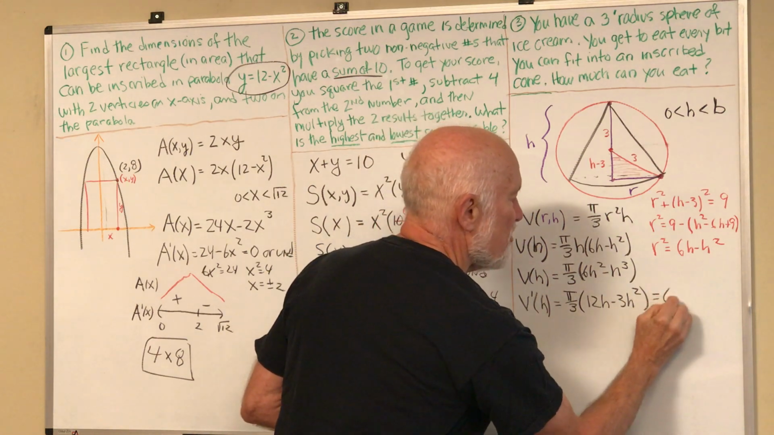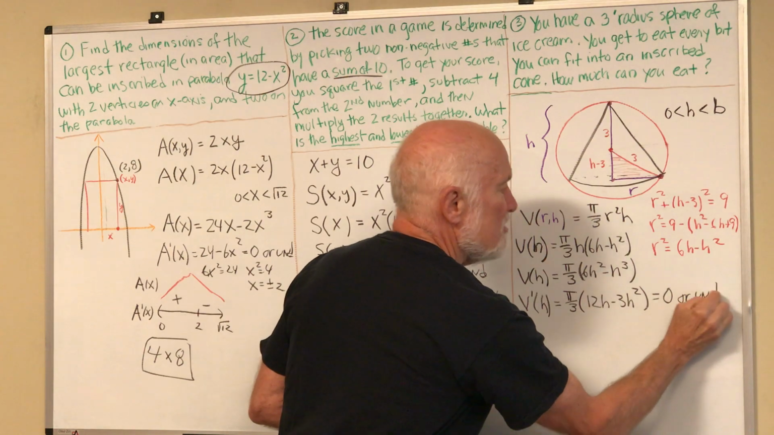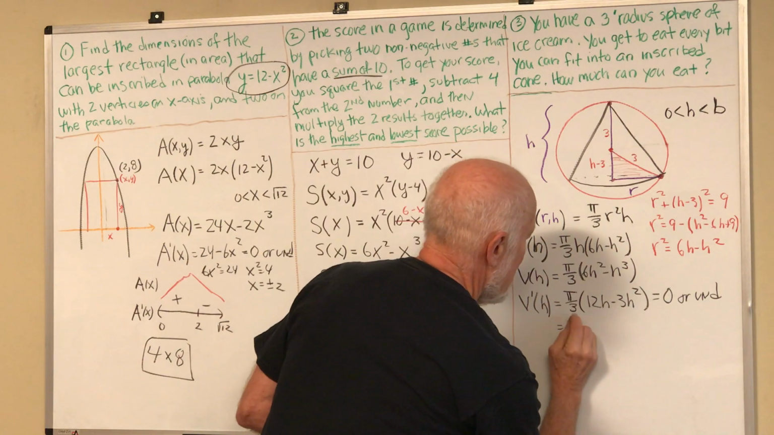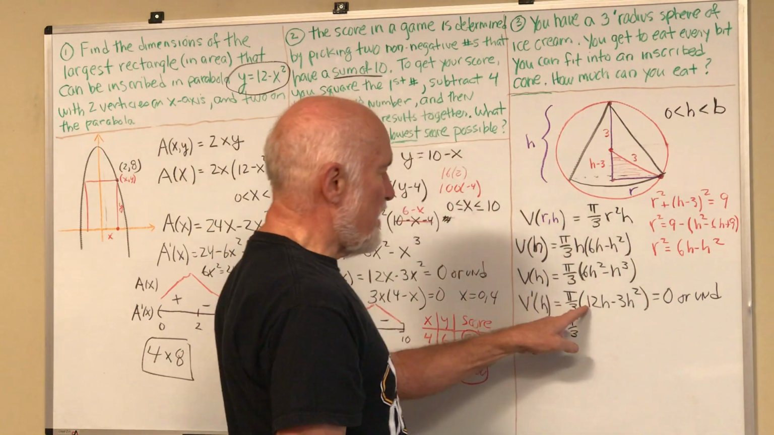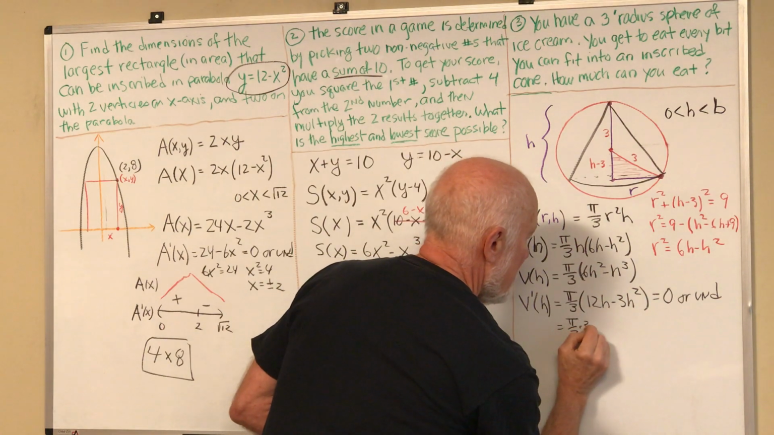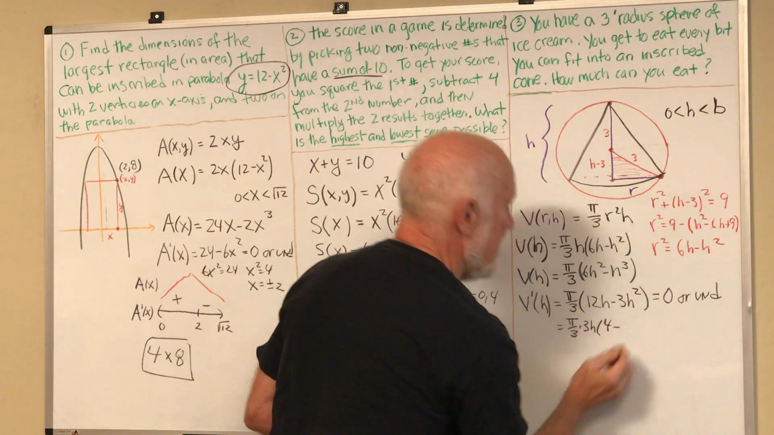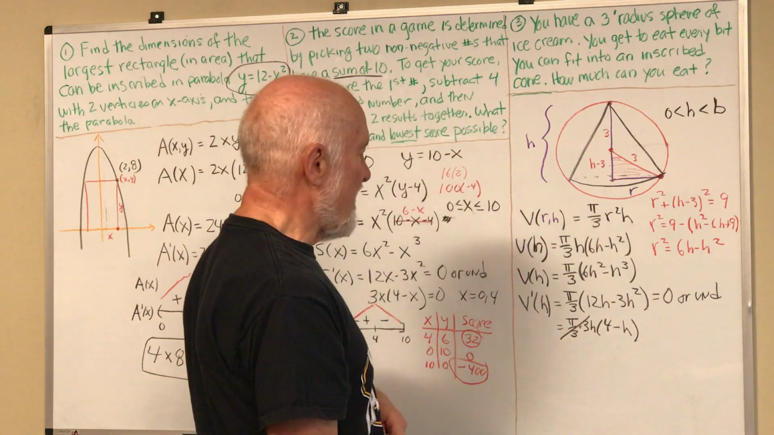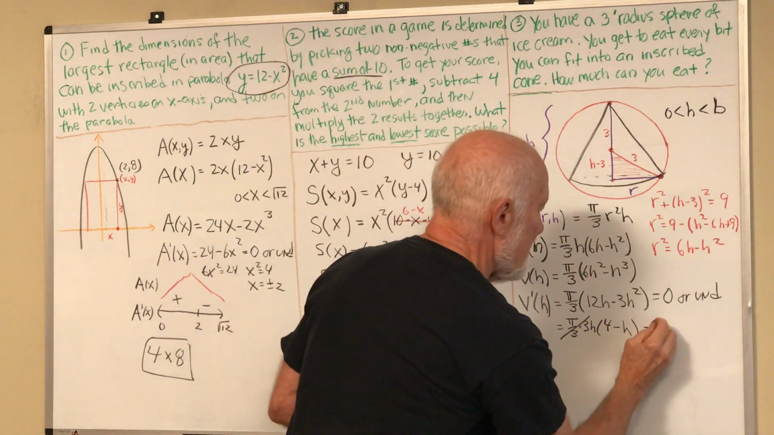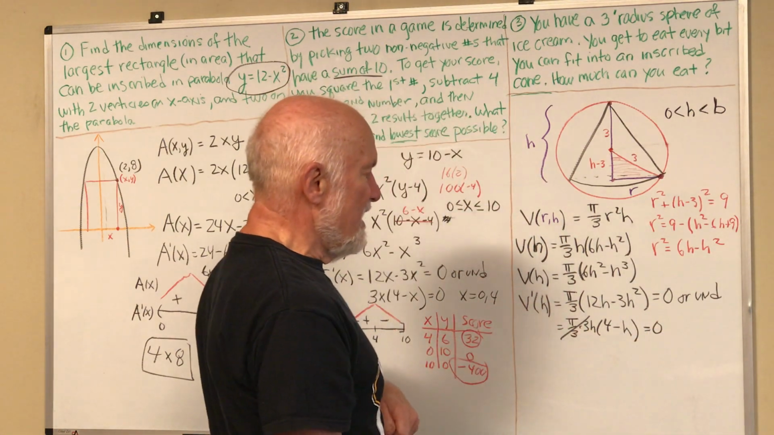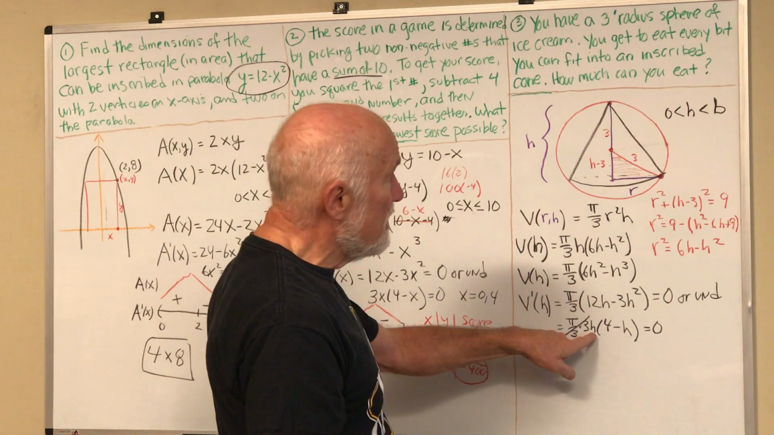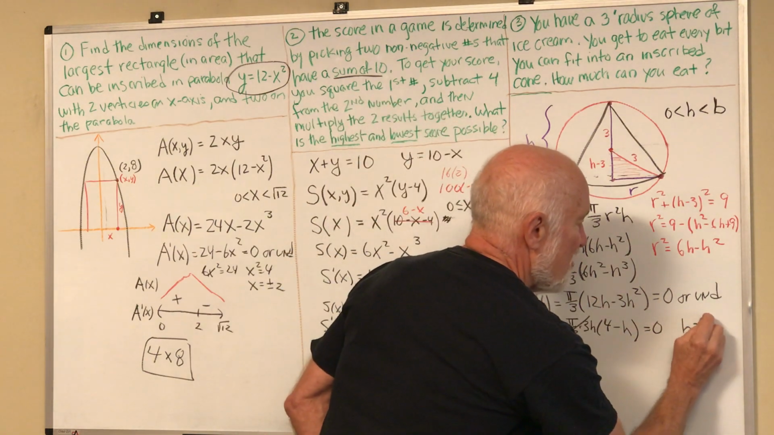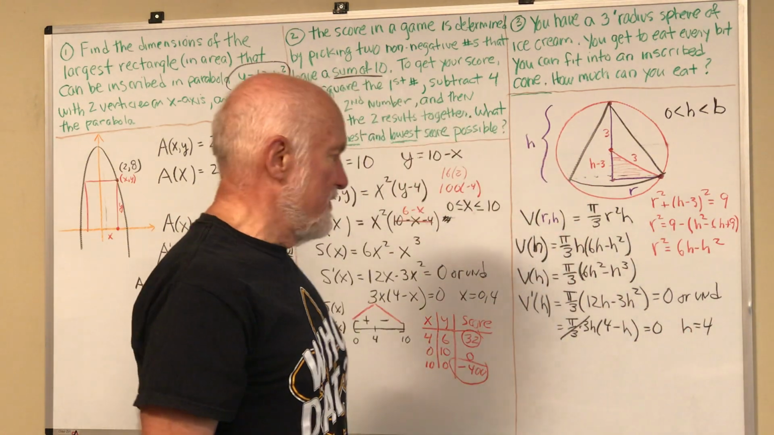You want to set that equal to 0 or undefined to look for critical values. And I can factor out, besides that pi over 3, a 3h. And I'm left with 4 minus h. And the 3's kind of cancel out. And if I want to set that equal to 0, because I know it's never undefined, I can get h to be 0, but that's not in our domain, and h to be 4. That's the only critical value that we have.